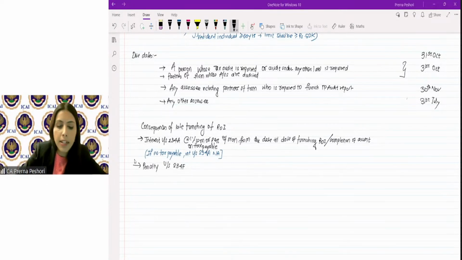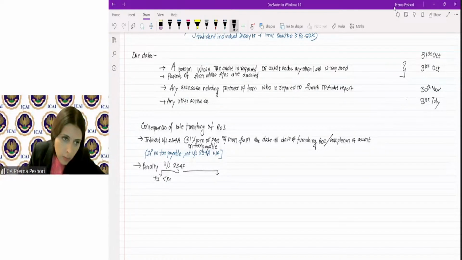234F. The penalty under 234F. What is the penalty under 234F? There are two penalties. Total income less than rupees 5 lakh, and otherwise 1,000 and 5,000. There are two penalties which are there under 234F. So if my total income is less than or equal to rupees 5 lakh, the penalty under 234F is a fee which is there. This is how much? 1,000.